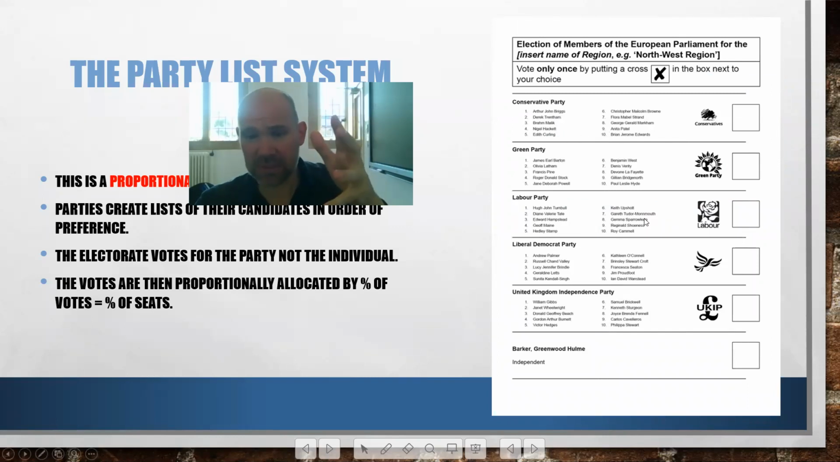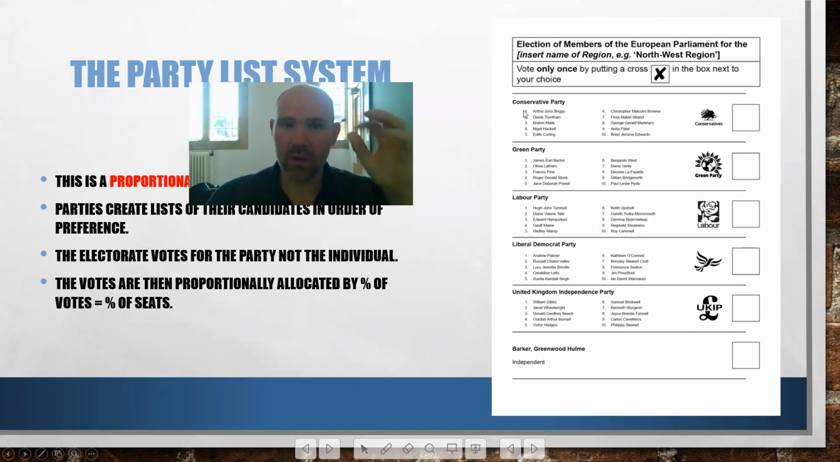And then what happens is each party gets their votes and they are given their percentage of candidates, and it goes down the list, hence the party list system. So if, let's say, the Conservative Party get 50% of the vote, well, then they're going to get 50% of their candidates. Which five? Well, it's the first five, and that's why they're written out in this list system. So Arthur is almost guaranteed to get a seat, and poor Brian is almost guaranteed not to.